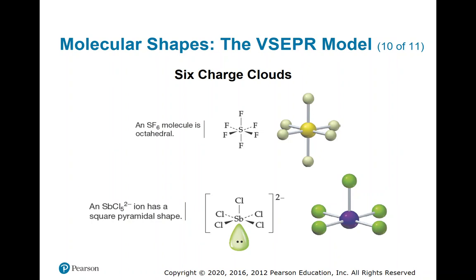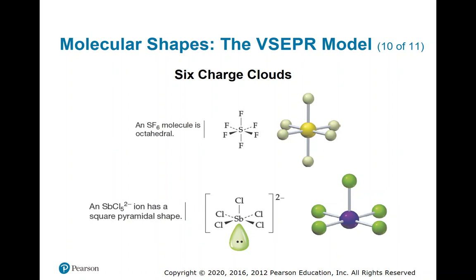Moving on from that, we can look at an example like the SbCl5 2- ion. I'm not exactly sure what the name of that ion is, but if you draw out the Lewis structure, it has 5 atoms attached to your antimony atom. That's what Sb is, antimony. So your 5 chlorine atoms are 5 separate charge clouds, and we also have a lone pair on our central atom, our antimony atom. And so that's a total of 6 charge clouds, but only 5 of them are taken up by atoms. We have a lone pair in one of those positions.